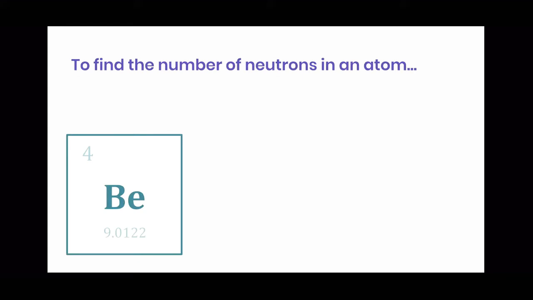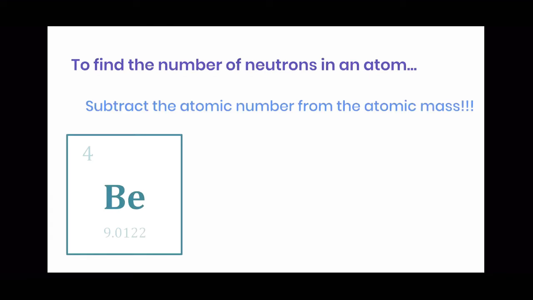Then to find the number of neutrons in an atom, this one's a little bit more difficult. What we have to do is subtract the atomic number from the atomic mass, or the mass number, whatever you want to call it. So in this case, beryllium's atomic mass is 9. You round up to a whole number. And then the atomic number is 4, so 9 minus 4, this would mean that beryllium has 5 neutrons.